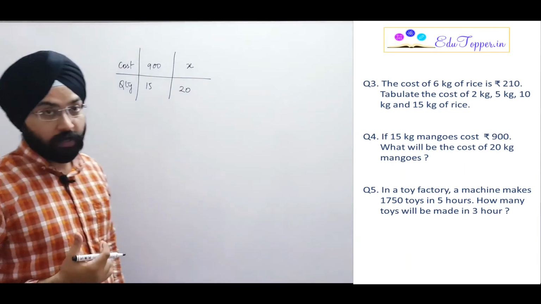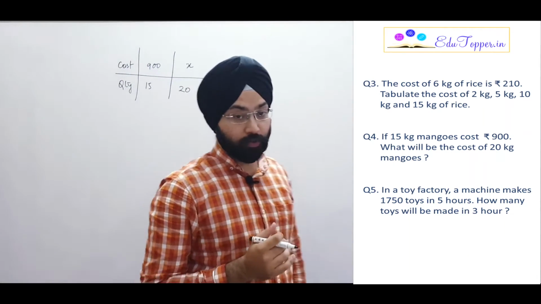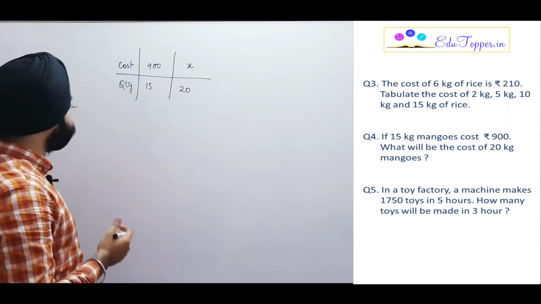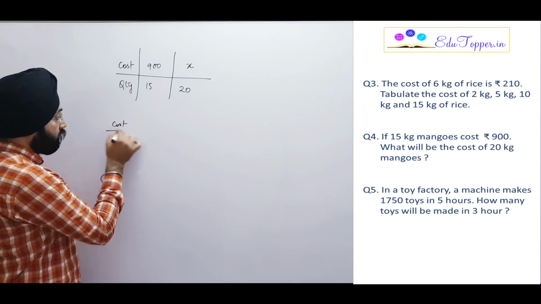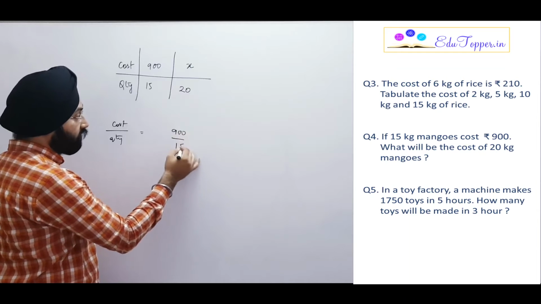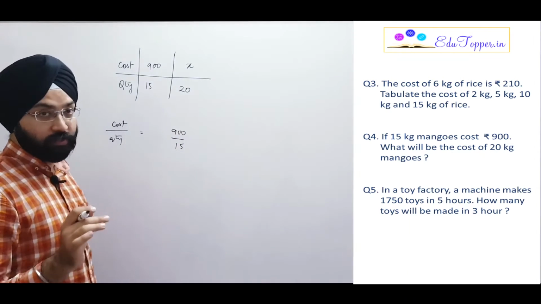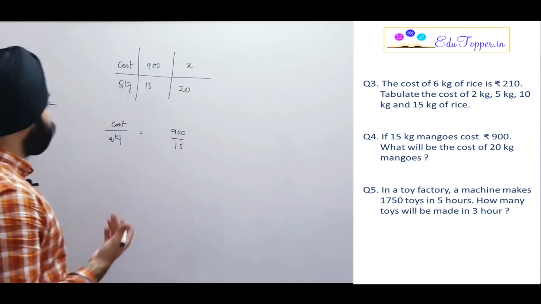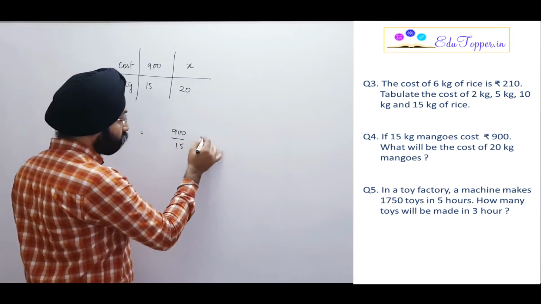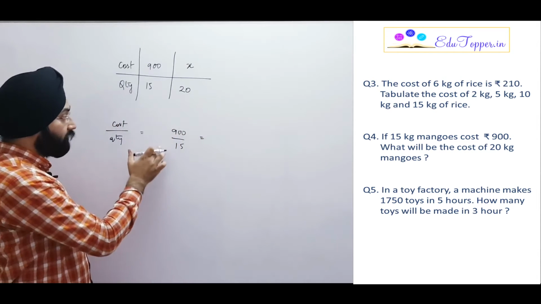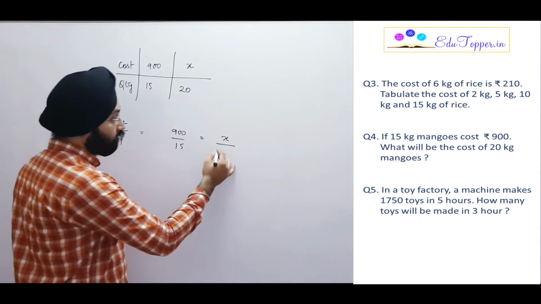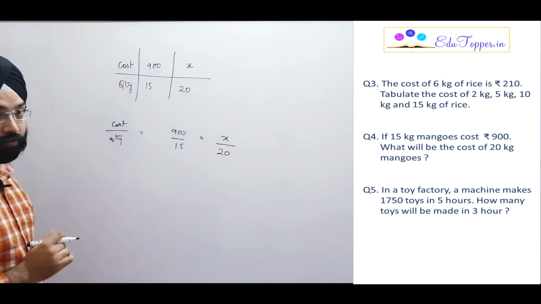See, the cost and the quantity are directly proportional. The more quantity you buy, the more money you have to pay, right? So, cost by quantity is 900 by 15. For 15 kg, you have to pay 900 rupees. How much do you have to pay for 20 kg? That's what the question is asking. So, this fraction, cost by quantity, should be equal to the cost rupees X to the quantity 20 kilograms.